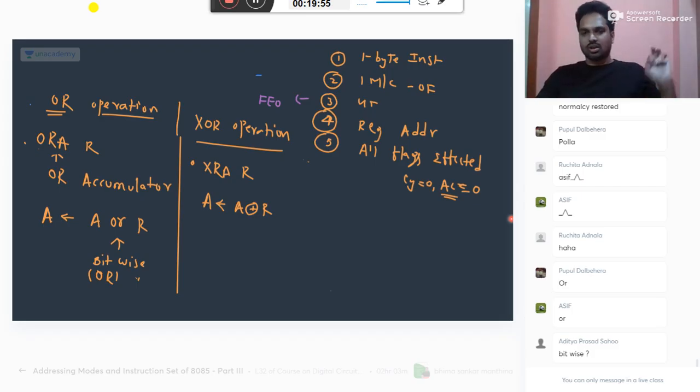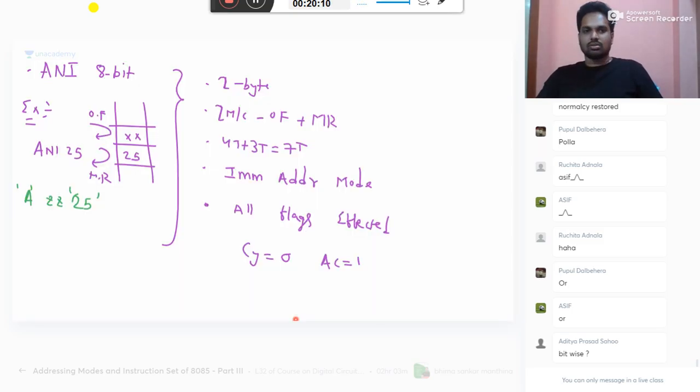Okay. That is ORI, OR immediately 8-bit data. A is equal to A OR 8-bit data.